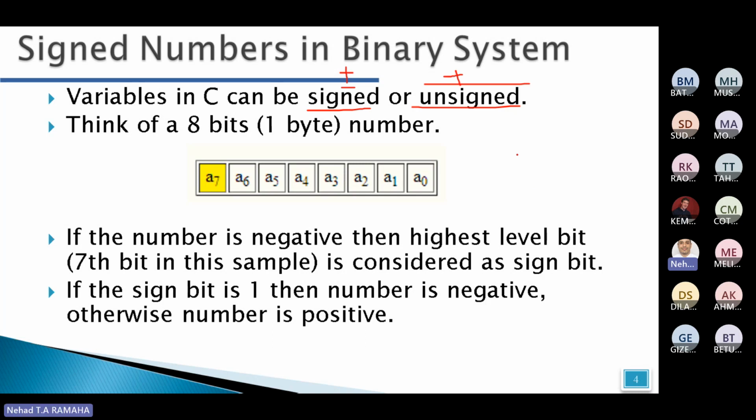This means if you have, for example, 8 bits, which is 1 byte, and it's signed, the most left one is the sign of this number. So we consider this digit as the sign. If it's 1, it means negative. If it's 0, it means positive. So 1 means negative, 0 means positive. Okay? This is the sign of the number.